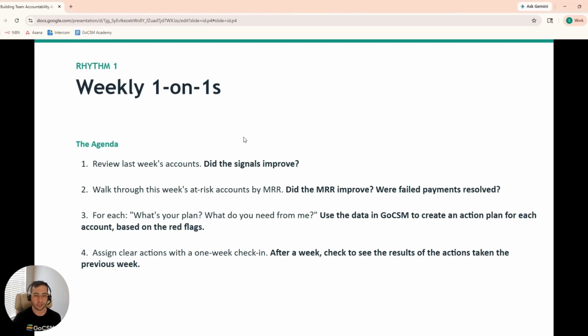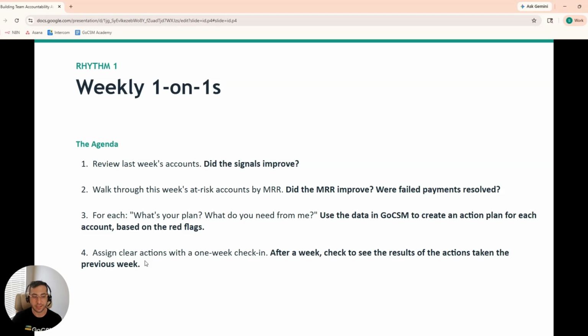Did the signals actually improve on that account? Number 2, walk through this week's at-risk accounts by MRR. Did the MRR improve? Were the failed payments resolved? Things like that. For each, you want to ask, what's your plan and what do you need from me? Just in case the CSM needs support. You're using the data that's already in GoCSM to create an action plan for each account based on the red flags that you're seeing. And then number 4, clear action items with a 1-week check-in.